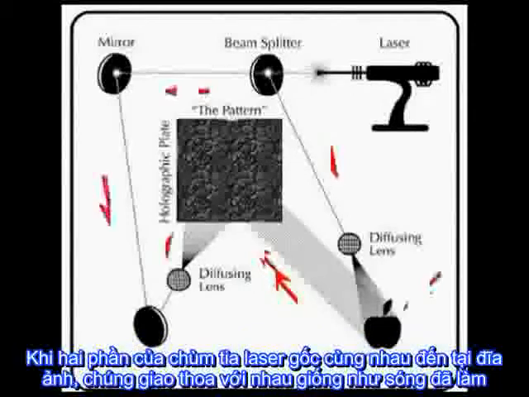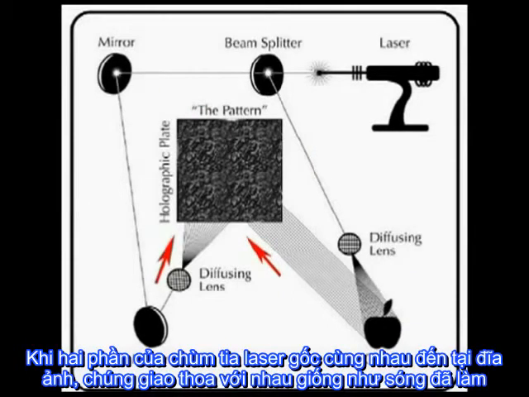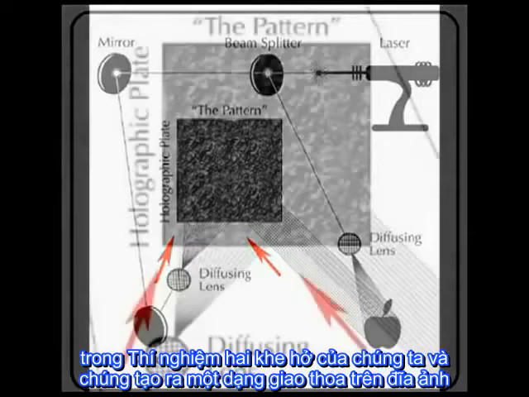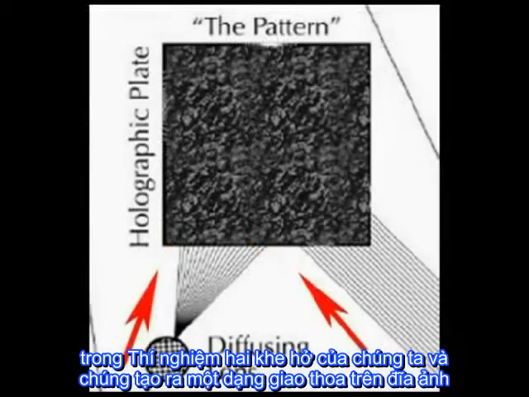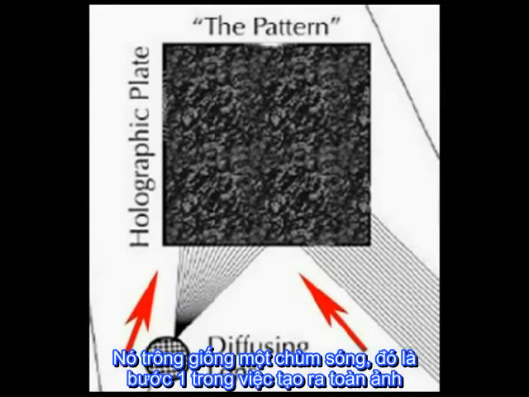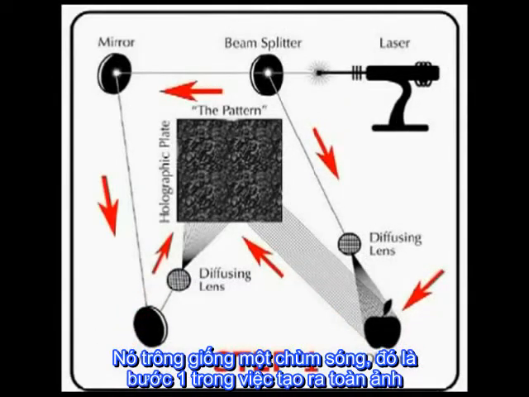The other half of the laser beam hits an object first, in this case an apple, and then hits the holographic plate. When these two parts of the original laser beam come back together at the holographic plate, they interfere with each other, just like the waves did in our double-slit experiment, and they form an interference pattern on the holographic plate. If you look at the holographic plate at this point, you cannot see the apple. All you can see is the interference pattern, which looks like a bunch of waves. This is step one of creating a hologram.